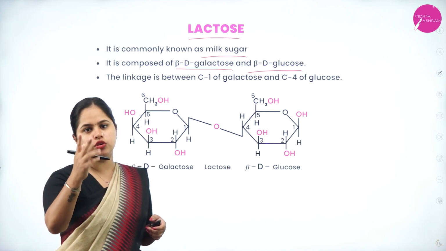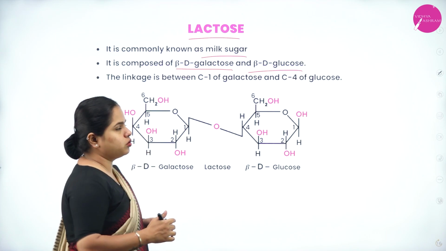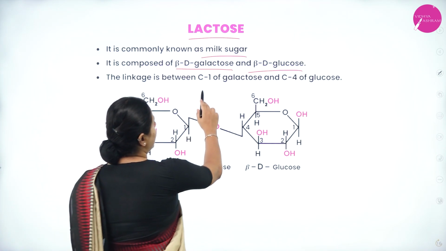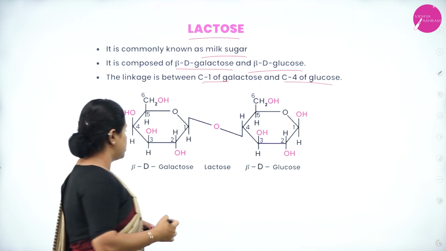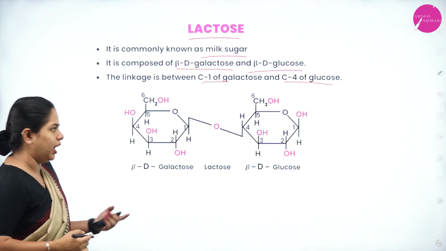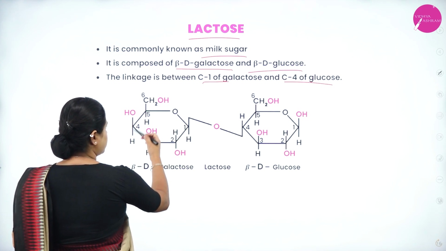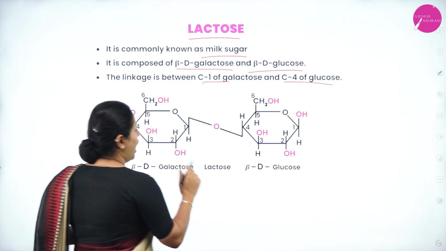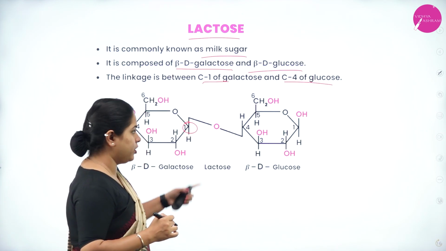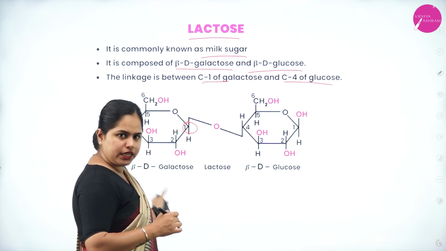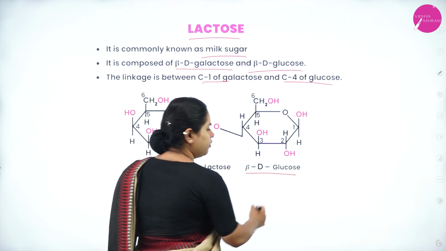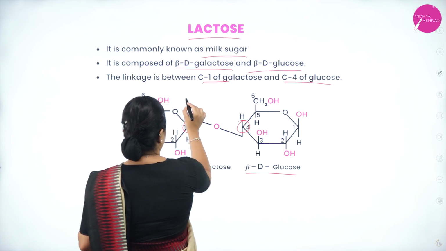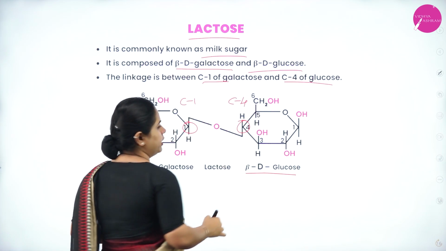Maltose gives you 2 units of glucose itself, and lactose gives you galactose and glucose. The linkage is between C1 of galactose and C4 of glucose. So this is the beta D structure of galactose. You can see here again, this is also a pyranose structure. This is the beta D form of galactose, and the glycosidic linkage is between the first carbon atom of the beta D galactose and this beta D form of glucose, not alpha, beta form, which is between the C4. So C1 and C4, the linkage is present.